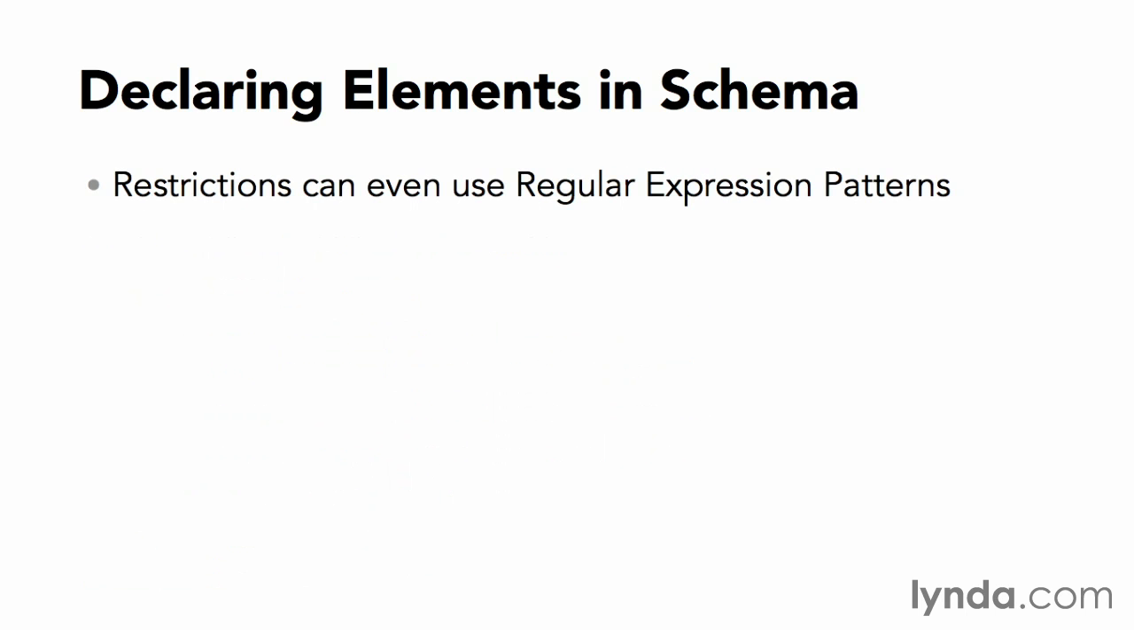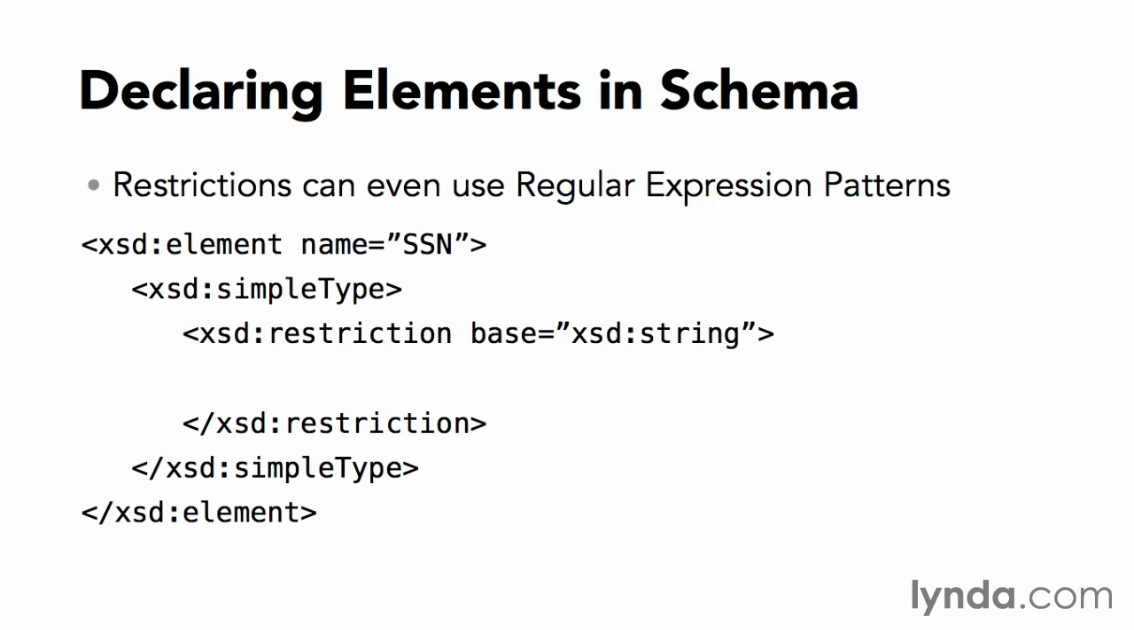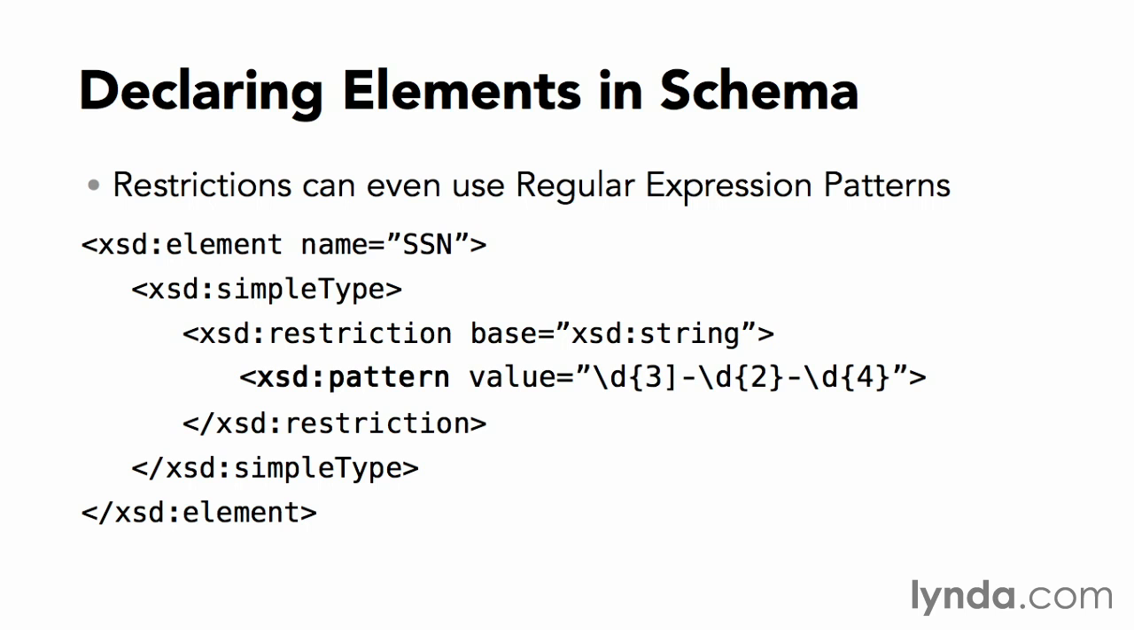It gets better though. You can actually restrict content of elements based on patterns using what's known as regular expressions. In this case, we have an element and its name is SSN for Social Security Number. And again, we're using the simple type tag here to declare our own custom type, and we're using a restriction which is based on string. In this case, however, the restriction is a pattern specified here by the pattern tag. The value attribute of the pattern tag defines a regular expression. And if you're not familiar with regular expressions, they are a way of writing strings that define a pattern of characters that are allowed to appear for a given value.